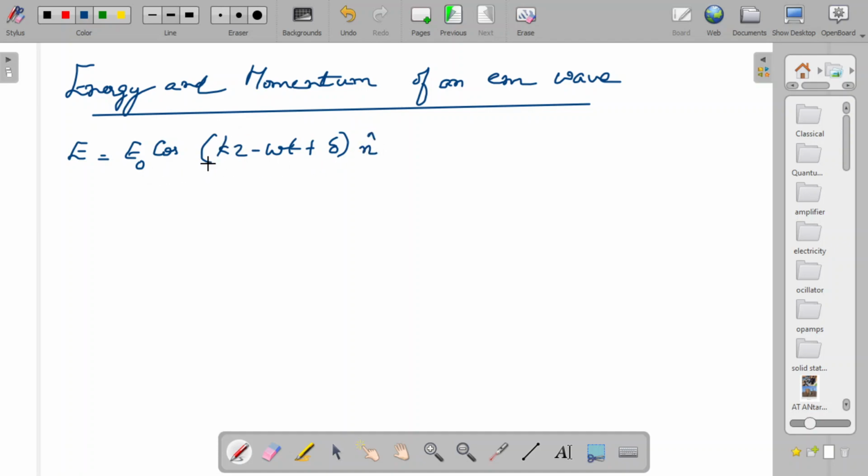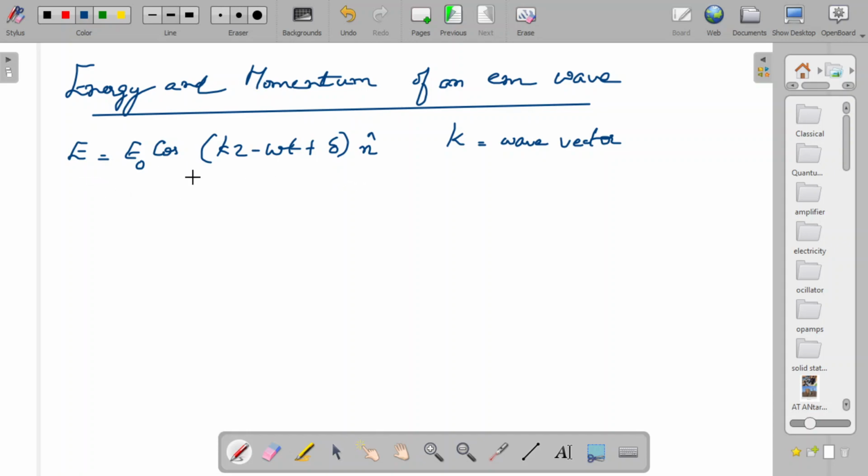So here we can say this k can be called the wave vector or the propagation vector, which is directed in the direction of the propagation of the wave. And you know that this is the equation of the electric field written for a wave which is traveling in the z direction. So z is the direction of the propagation of the wave.